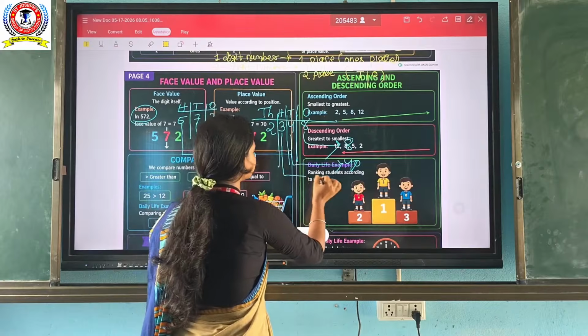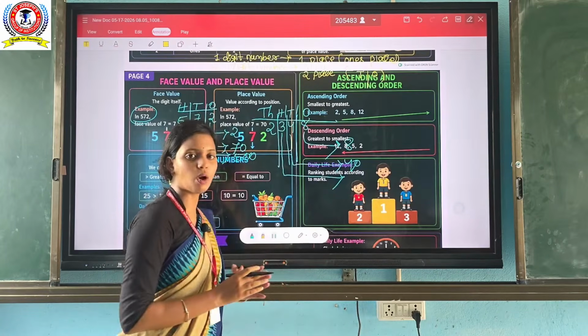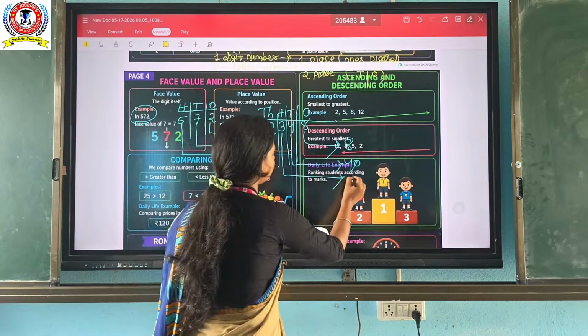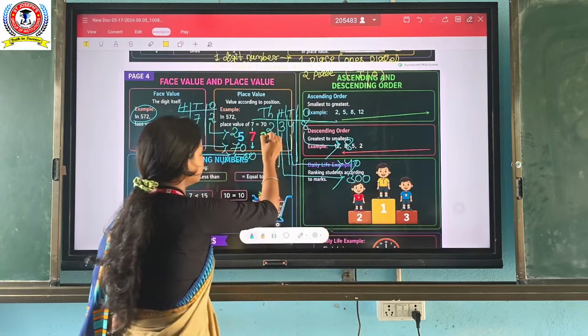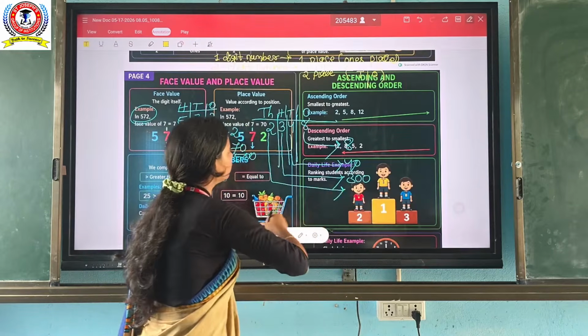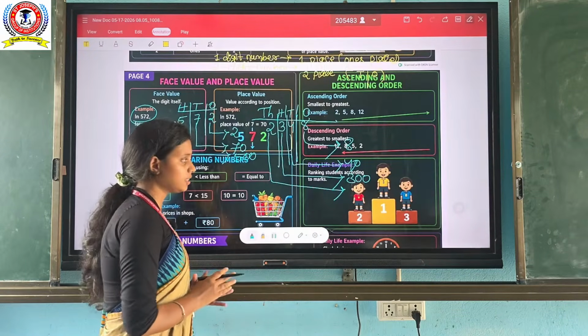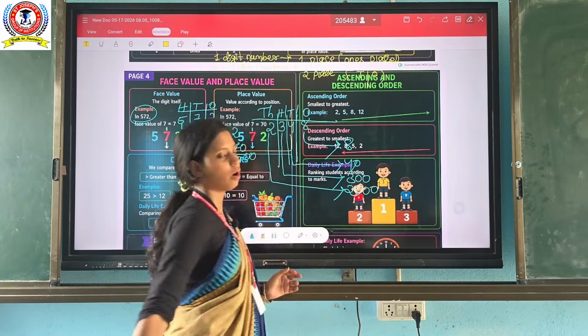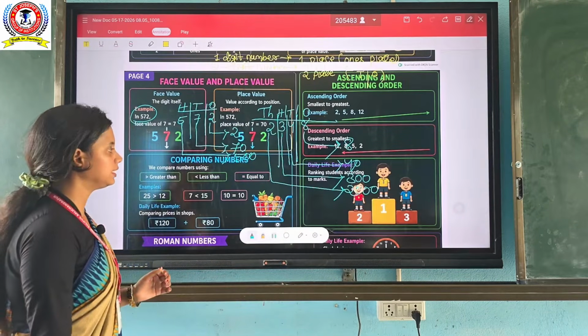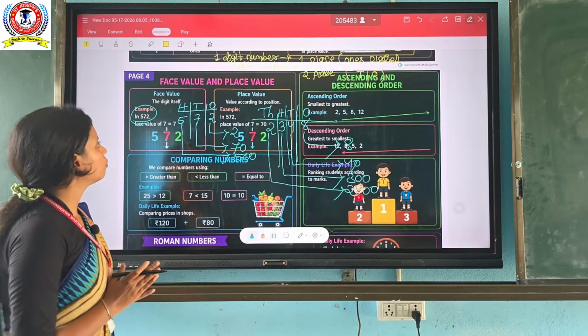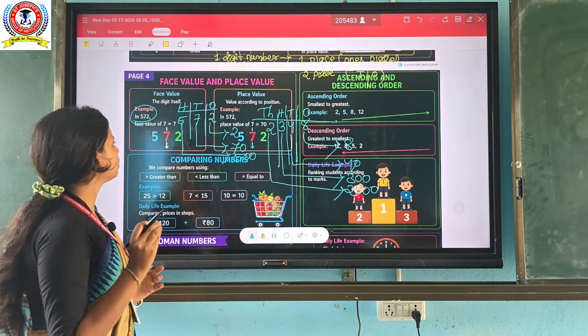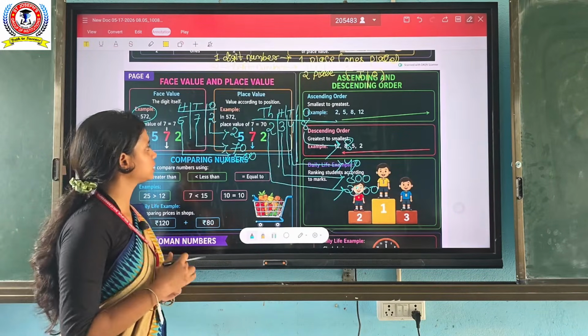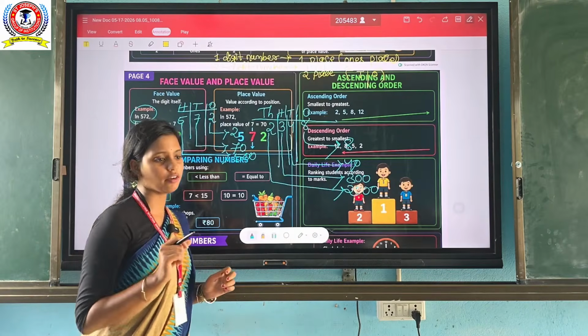What is the place value of 3? 3 is in 100 place, the place value of 3 is 300. Next, what is the place value of 2? 2 is in 1000 place, so place value of 2 is 2000. Okay, is it clear? So now we have to know about the largest number and smallest number of every digit.